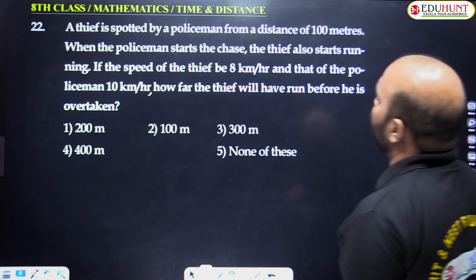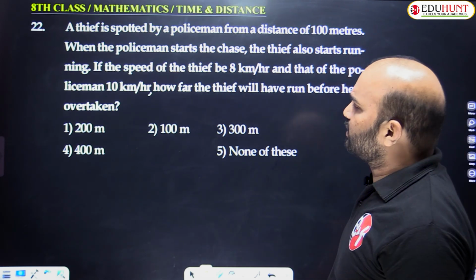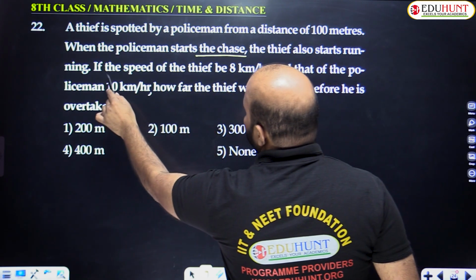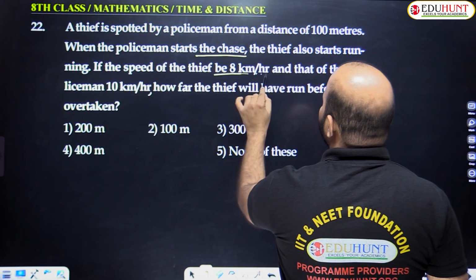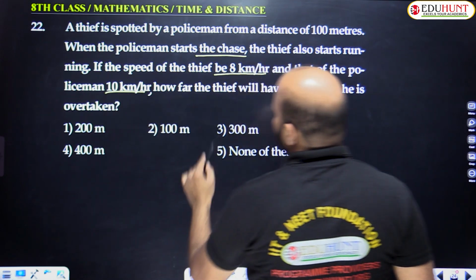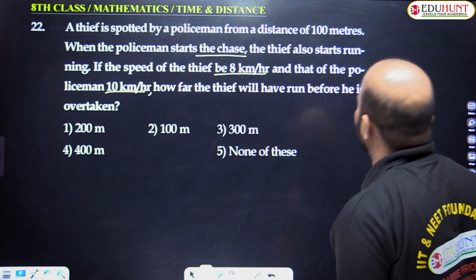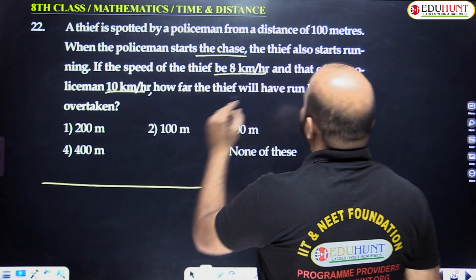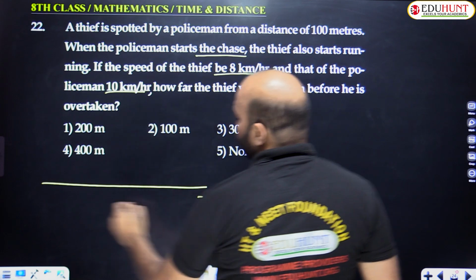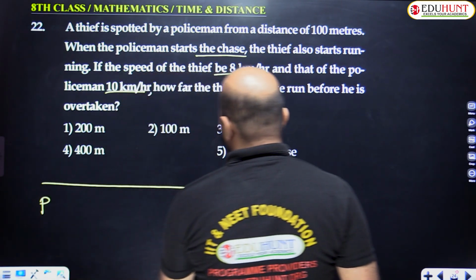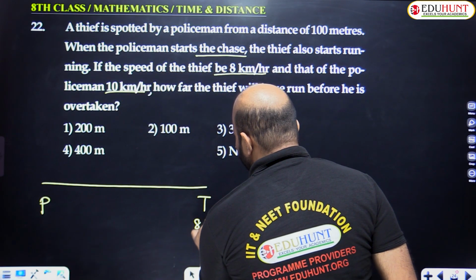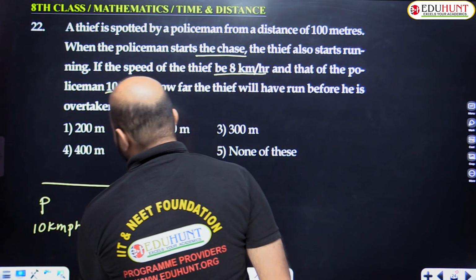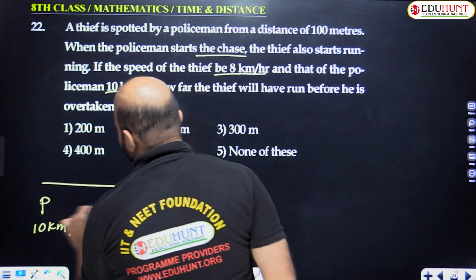A thief is spotted by a policeman from a distance of 100 meters. The policeman starts the chase and the thief also starts running. The speed of the thief is given as 8 km per hour and the policeman's speed as 10 km per hour. How far will the thief have run before he is overtaken? So firstly we need to observe. Here the thief is running and the policeman is chasing. Thief speed is 8 km per hour, policeman speed is 10 km per hour, and the distance between them is 100 meters. This is the given question.